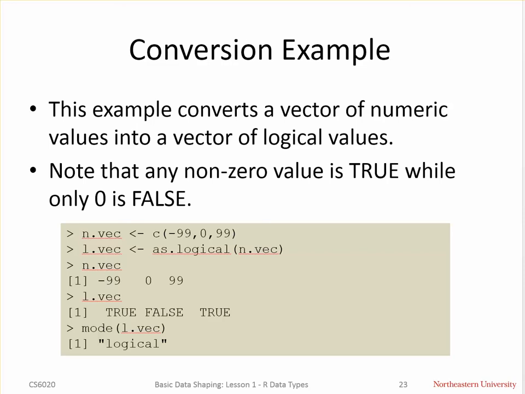So for example, if I have the vector with the concatenation function c(-99, 0, 99), of course I have 3 numeric elements. If I then say as.logical(n.vec) and assign it to a logical vector l.vec, again, if you print that n.vec, I get 3 numbers. But if I now print that l.vec, I get TRUE, FALSE, TRUE, because -99 is non-zero, so that's assumed to be TRUE, 0 is FALSE, and 99 is again TRUE. Doesn't matter if it's a positive or negative number, as long as it's non-zero. And if you look at the mode of l.vec, it is logical, because it made the conversion from the numeric vector to the logical vector. This is similar to what you might do in other programming languages with casting.